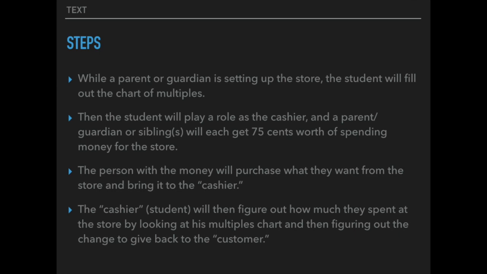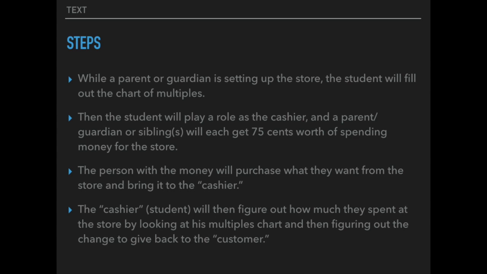The steps you will take. While a parent or guardian is setting up the store, the student will fill out the multiples chart. The student will play a role as the cashier, and a parent, guardian, or sibling or siblings will each get 75 cents worth of spending money for the store.